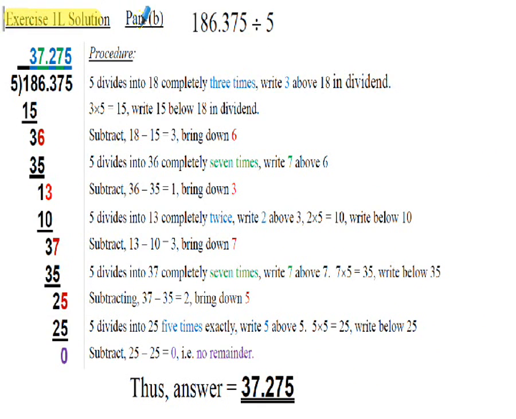Exercise 1L solution for part B. We're asked now to calculate 186.375 divided by 5. So as shown previously, we write that as 186.375 divided by 5. Start our process. 5 divides into 18 completely 3 times. So we write 3 above the 18 in the dividend. Here's the 3. 3 multiplied by 5 is 15, so we write 15 below the 18 in the dividend. It's the 15. So subtracting here, the 18 minus 15 leaves us with 3, and we bring down the 6 from the dividend, shown here.